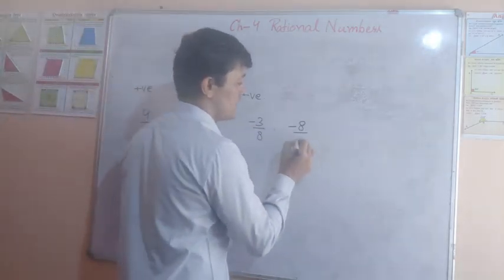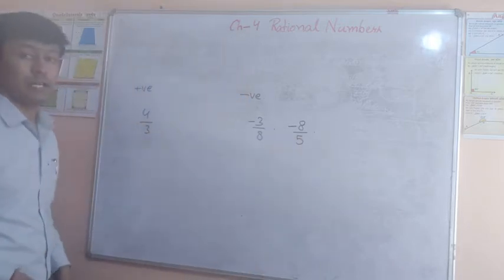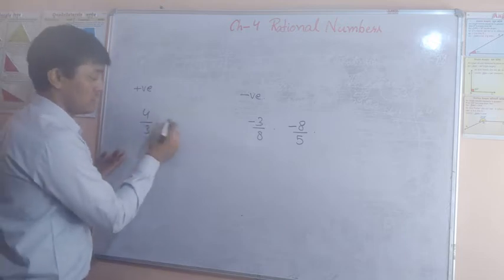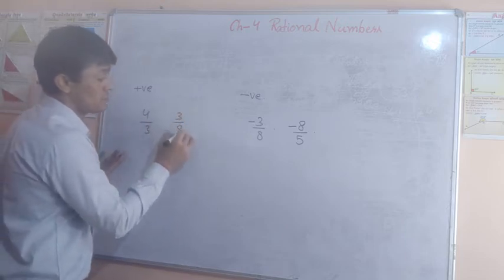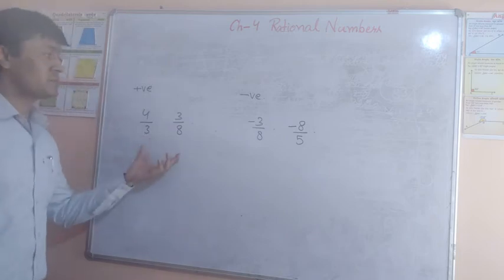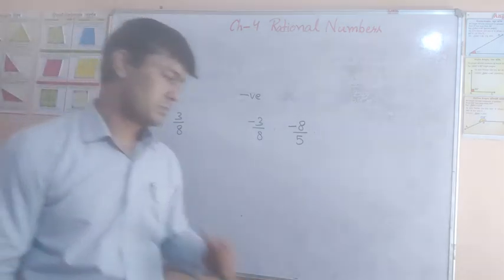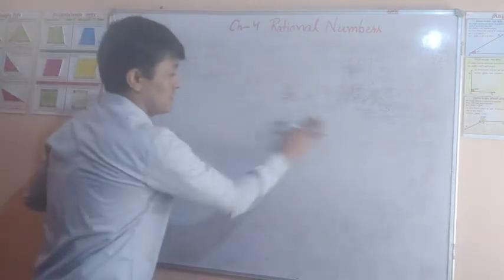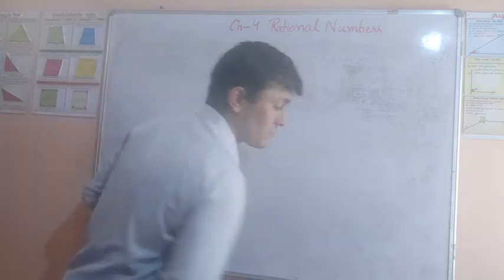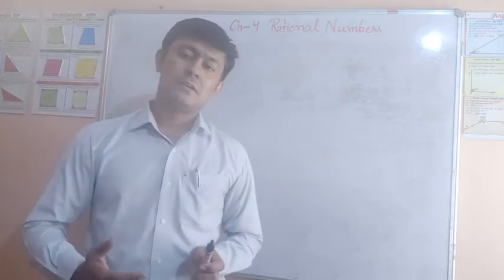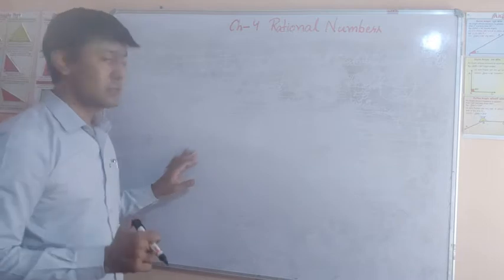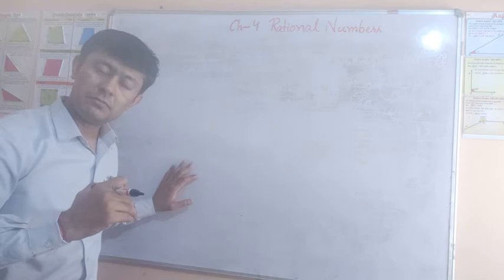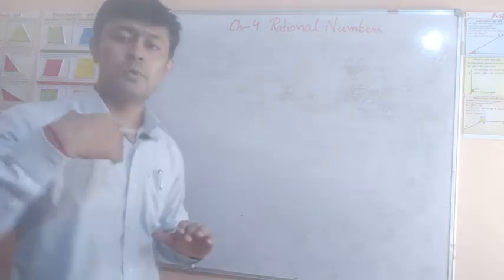-3/8 or -8/5, right? And here also 4/3, right? Improper fraction, it can be proper also. Suppose 3/8. These are the positive rational numbers, these are the negative rational numbers. Now the next one is the standard form of the rational numbers. Before explaining this thing, sometimes a question arises here. Sometimes a question appears in the exam also, that convert the negative rational number into the positive rational number.